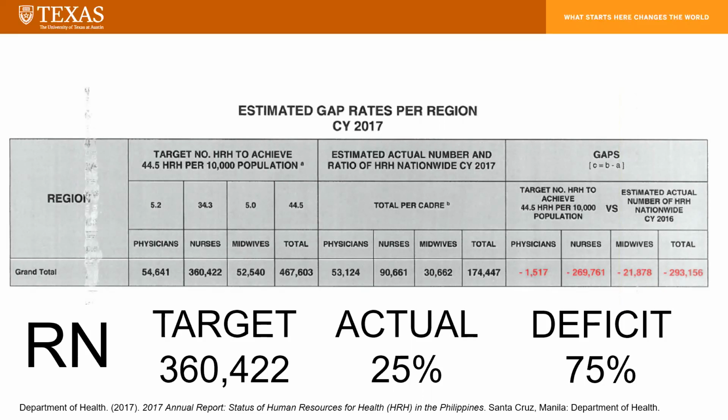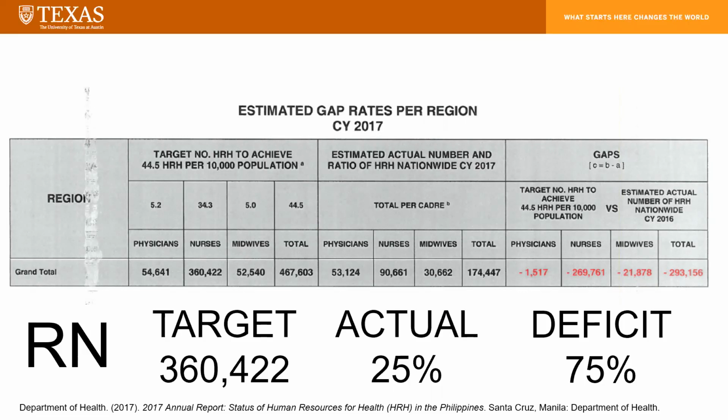wherein if you look at the target for human resources for health for nurses, we actually need 360,000 nurses in the Philippines. Unfortunately, we can say that it might still be worse than this. We can only fill up about 25% of that target, and we have a deficit of around 75% for nurses.